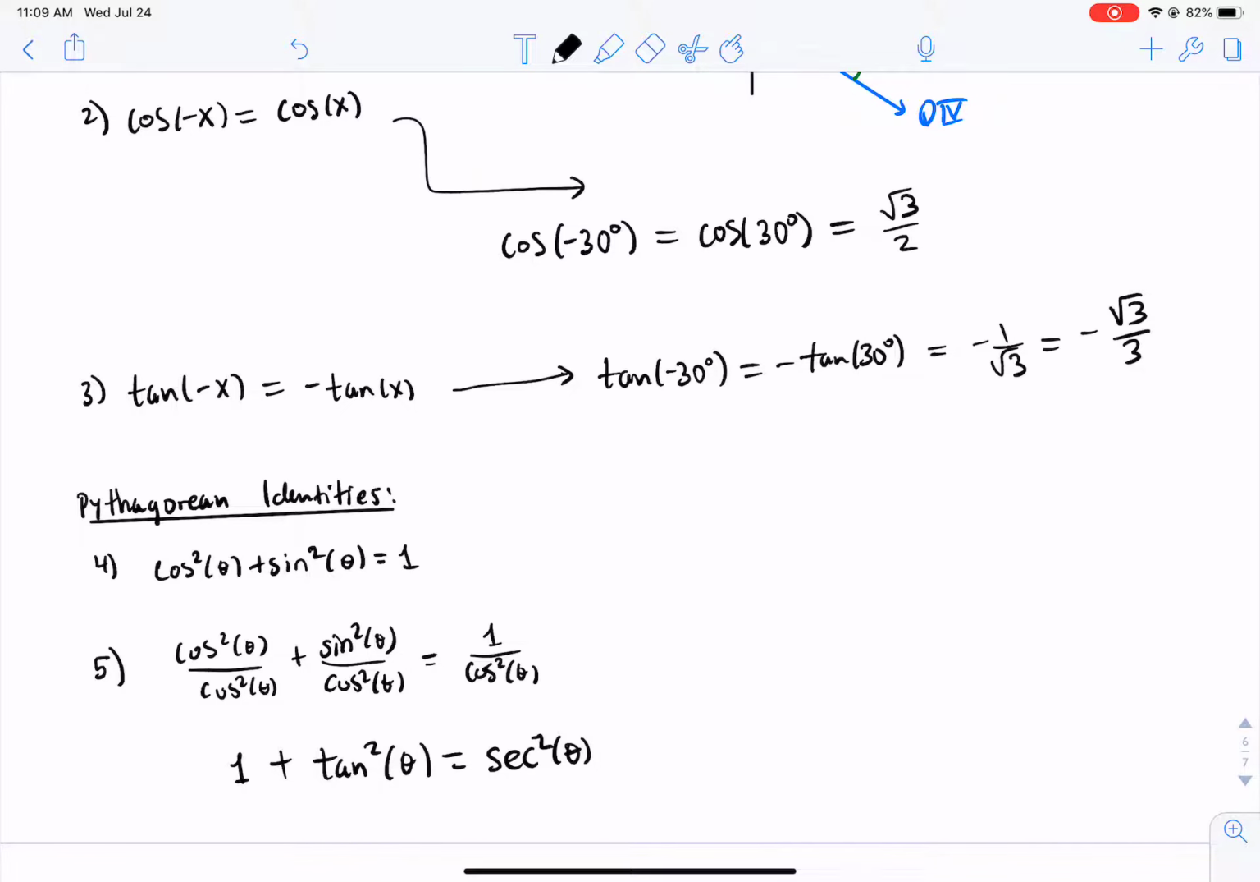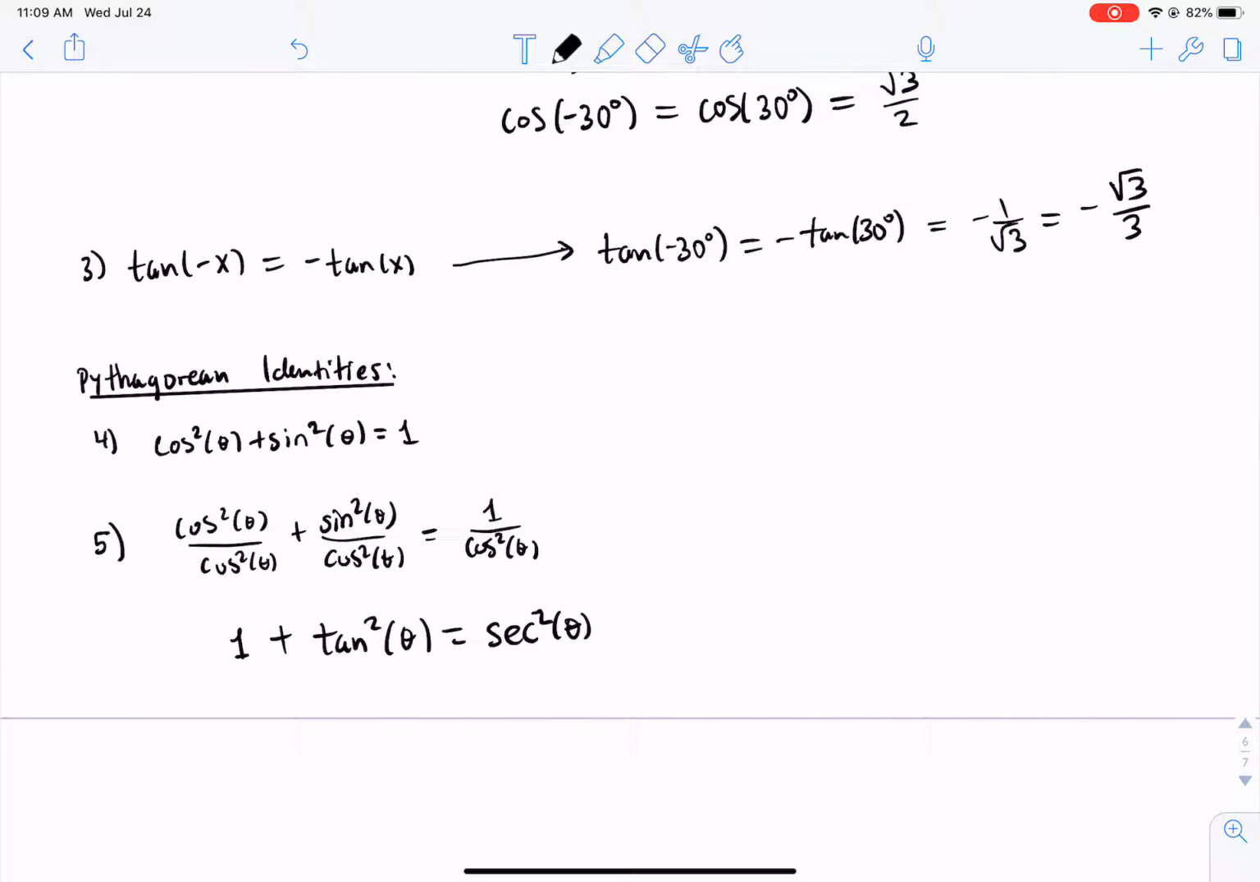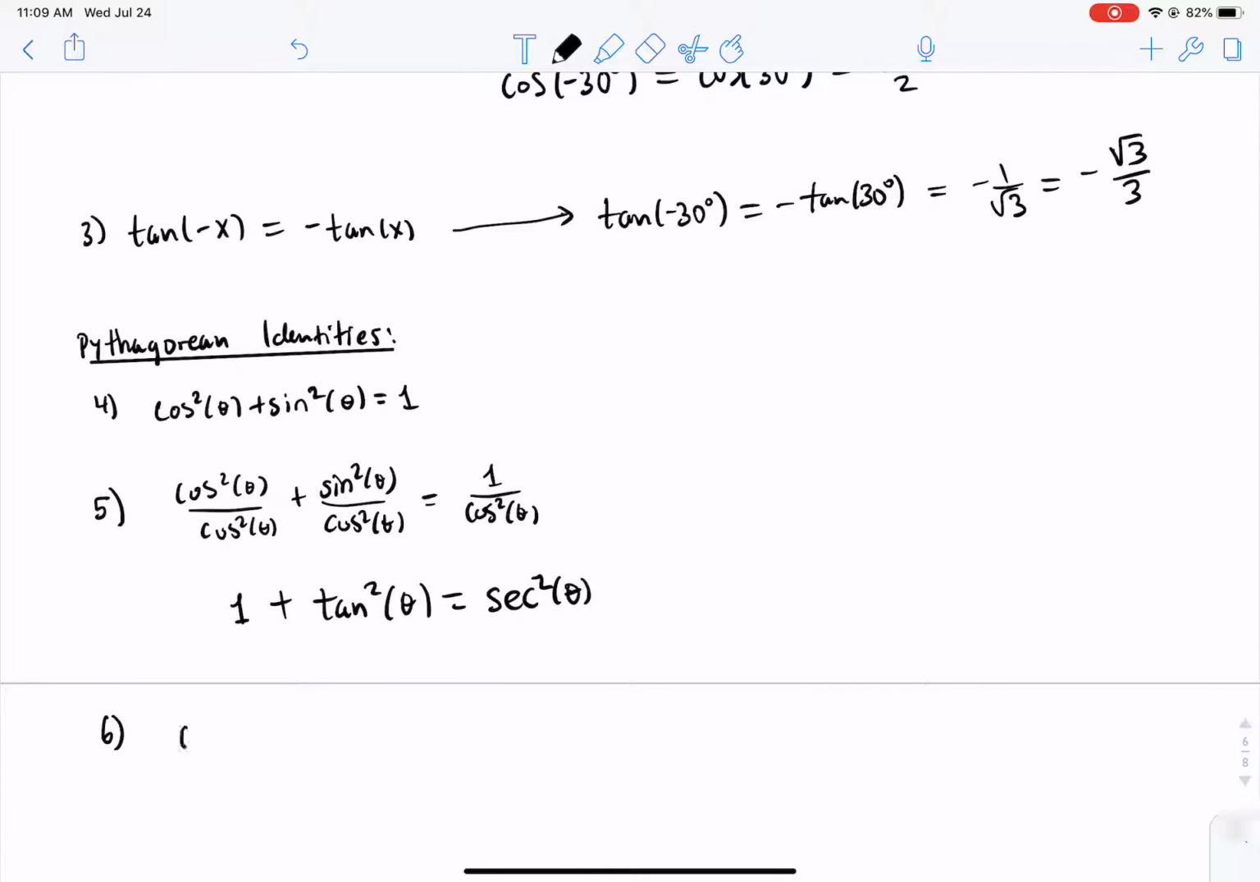We divide everything by cosine squared. And number 6, if from number 4 again, we divide instead by sine squared, we're going to get this: cosine squared theta over sine squared theta plus sine squared theta over sine squared theta equals 1 over sine squared. What are we going to get here?